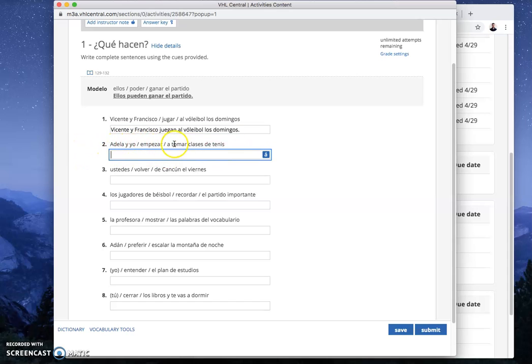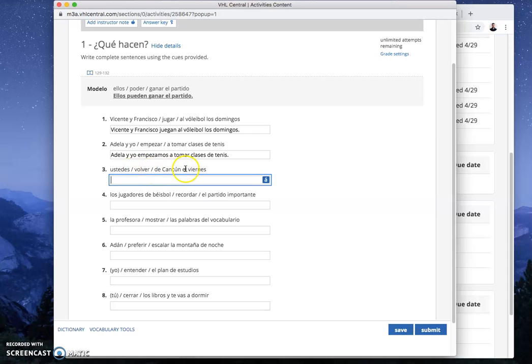Okay, let's go to número 2. Adela y yo empezar a tomar clases de tenis. Pause it. And we're back. Adela y yo. So this is saying like nosotros. Remember, anytime y yo, we have nosotros. So no stem change. Empezamos a tomar clases de tenis. Ajá, muy bien.